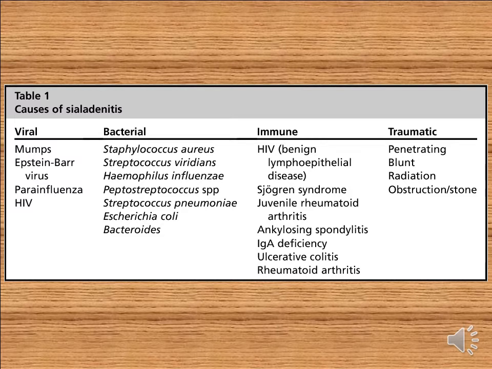The immune causes include HIV, benign lymphoepithelial disease, Sjogren syndrome, juvenile rheumatoid arthritis, ankylosing spondylitis, IgA deficiency, ulcerative colitis, and rheumatoid arthritis. In traumatic conditions: penetrating, blunt, radiation, and obstruction like a stone.